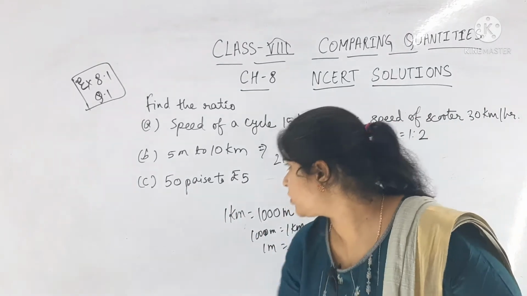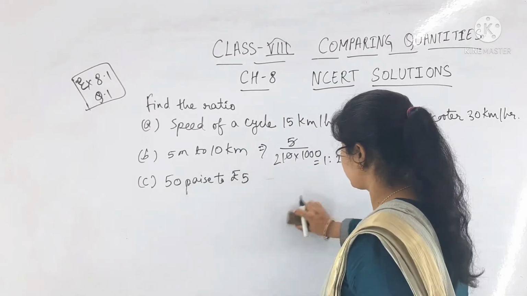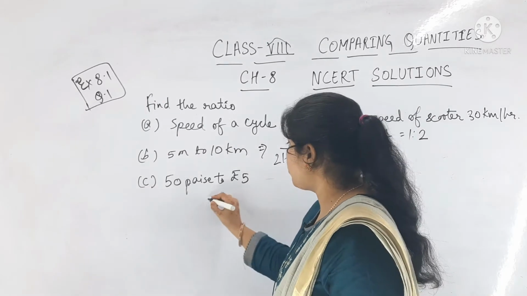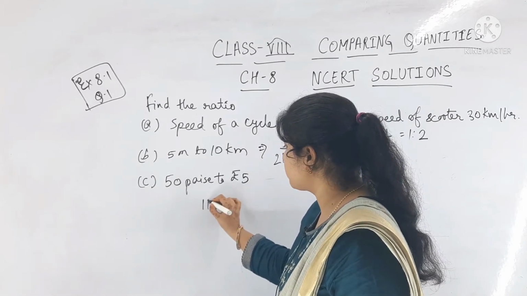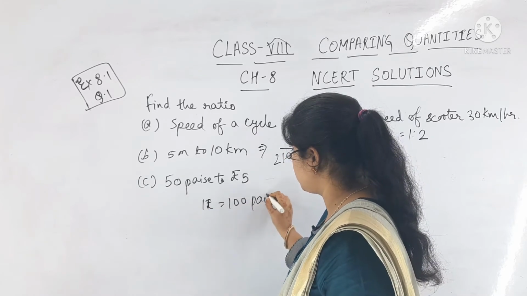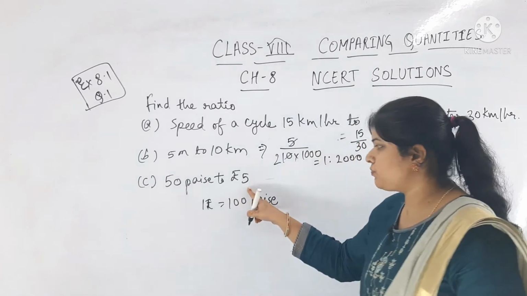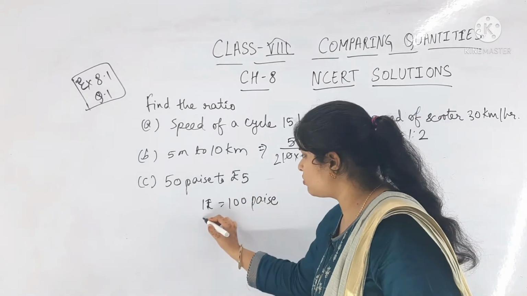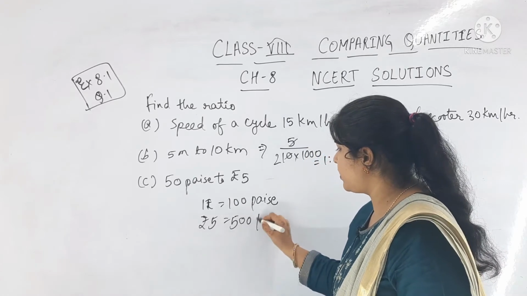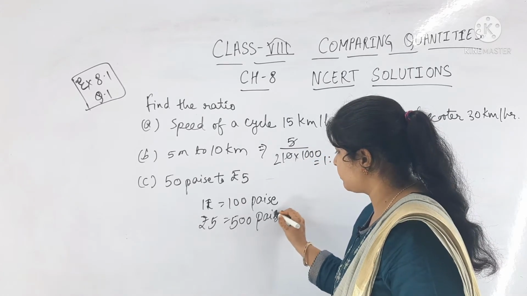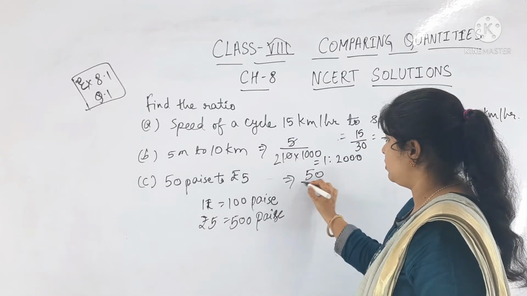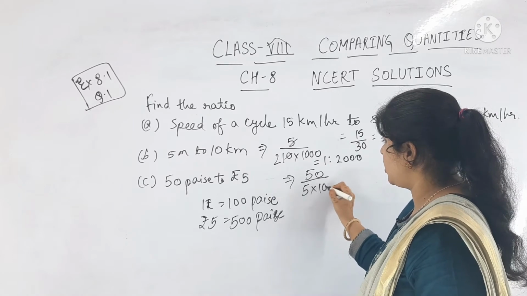Okay students, here you can see this is 50 paise to rupees 5, you have to convert. In 1 rupee you have 100 paise. So I will convert this rupees 5 into paise. So rupees 5 equals 500 paise. That is 50 divided by 5 into 100.